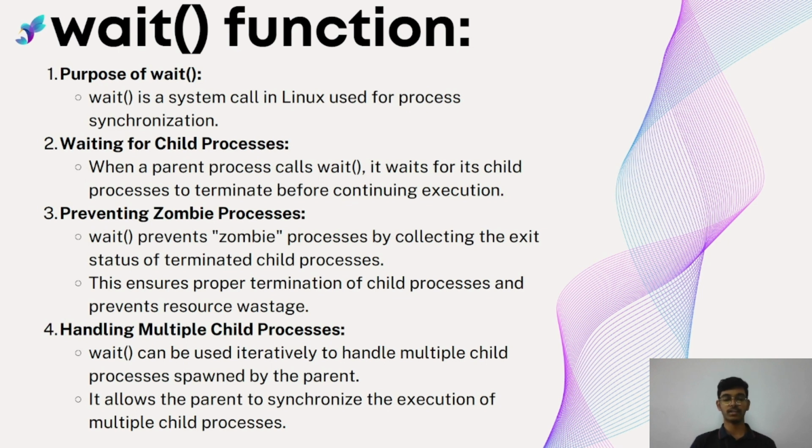Then we will be handling multiple child processes. Whenever fork occurs, we may get multiple child processes. Let's say A has a child process B, and B has a child process C. Wait handles all the multiple child cases perfectly.